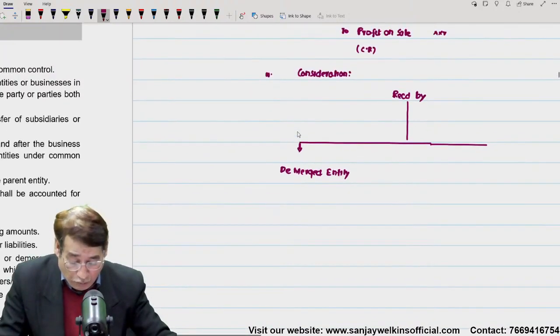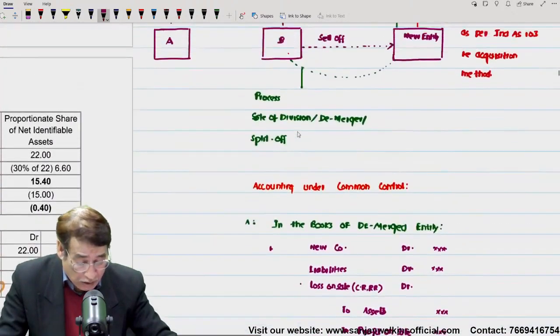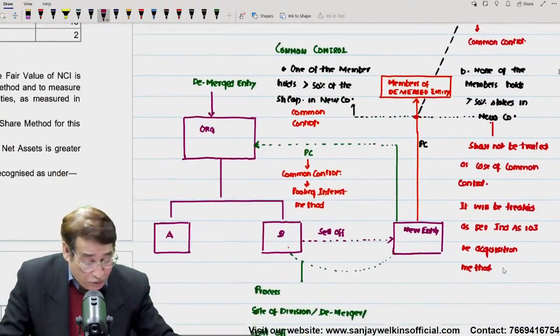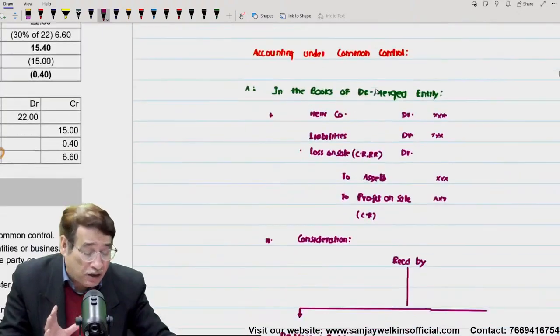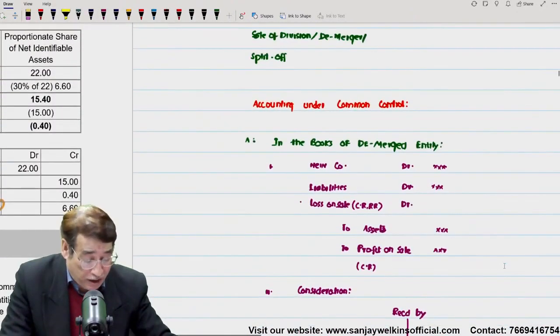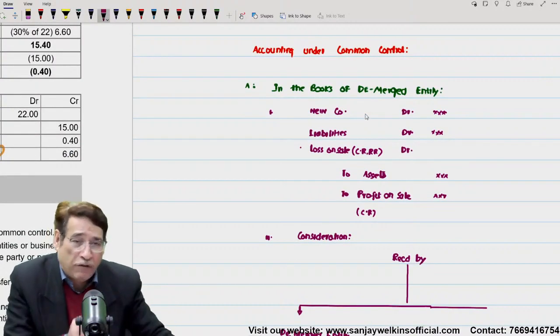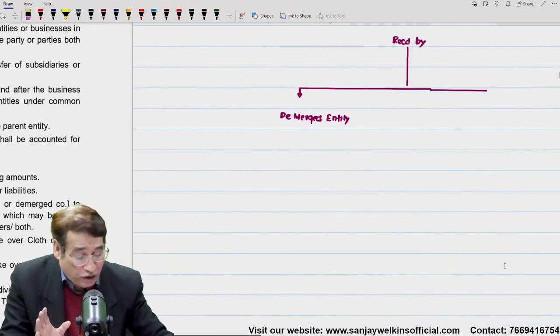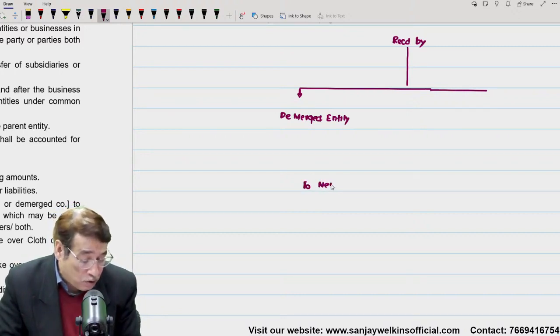Ultimately, see here, the point is that, please pay attention. Here I wrote, if consideration is received by the demerged entity, in this particular case, because you are going to receive the consideration and in the first entry, you have debited the new company account and new company has now given the purchase consideration. Obviously, one thing is clear that you are going to credit the new company because new company has discharged the consideration. So new company account will be credited, number one.